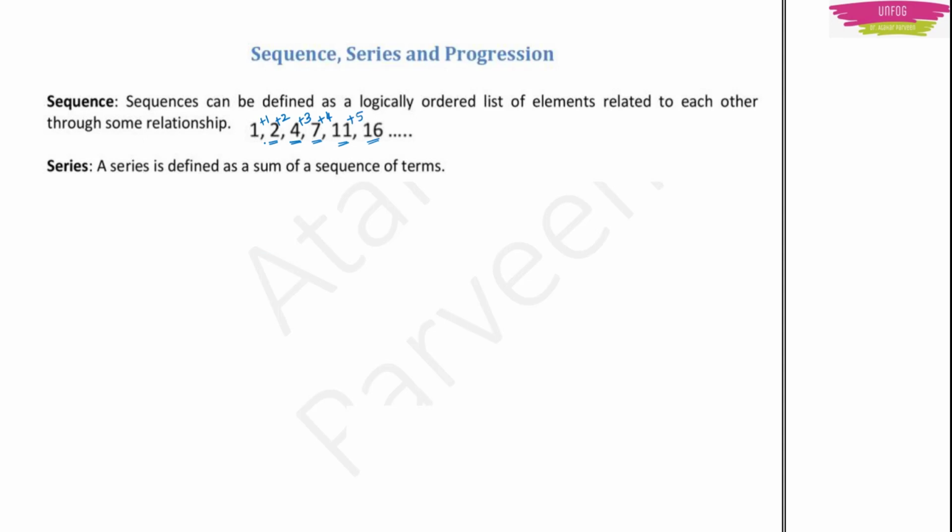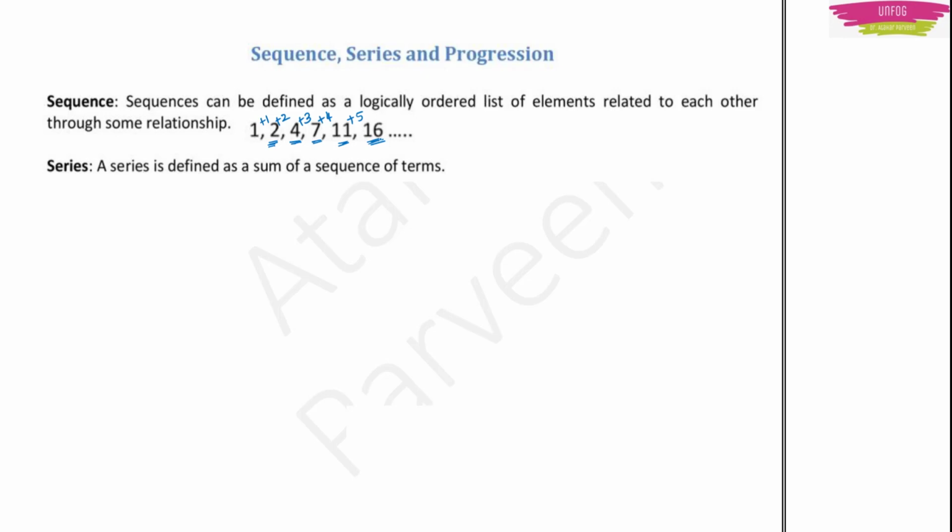Means if I add 1 to the first number, I will get the second number. If I add 2 to the second number, I will get the third number. If I add 3 to the third number, I will get the fourth number. If I add 4 to the fourth number, I will get the fifth number. If I add 5 to the fifth number, then I will get 16, the sixth number. Okay, so they are logically related. So this type of list of numbers or alphabets is known as sequence. Okay, I hope you understood what is sequence.